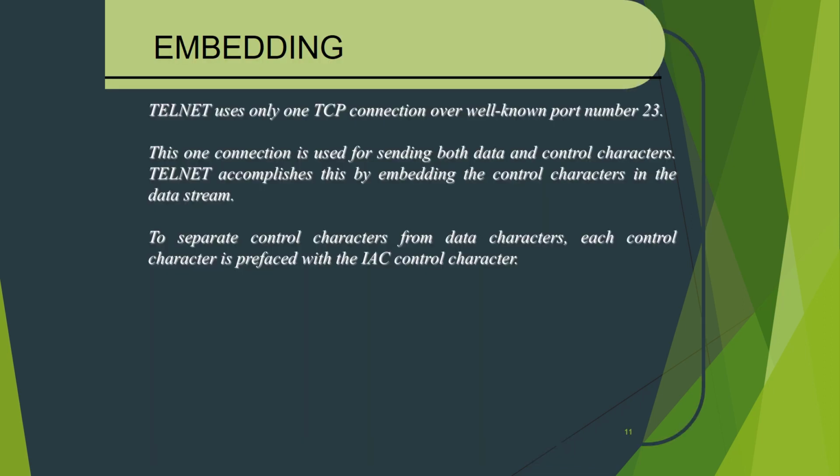Now telnet uses only one TCP connection over the well-known port number 23. This one connection is used for sending both data and control characters. Telnet accomplishes this by embedding the control characters in the data stream. To separate control characters from data characters, each control character is prefaced with the IAC control character.